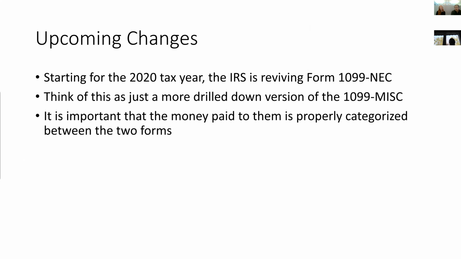So when we send out our forms, it's going to be really important that you properly categorize the income that you're paying to people, because it might wind up on the 1099-MISC, it might end up on the 1099-NEC. For our bookkeeping clients, we'll know where it belongs, but if we don't do your bookkeeping on a regular basis, we might not be able to properly categorize that. So we're going to need you to do that for us.